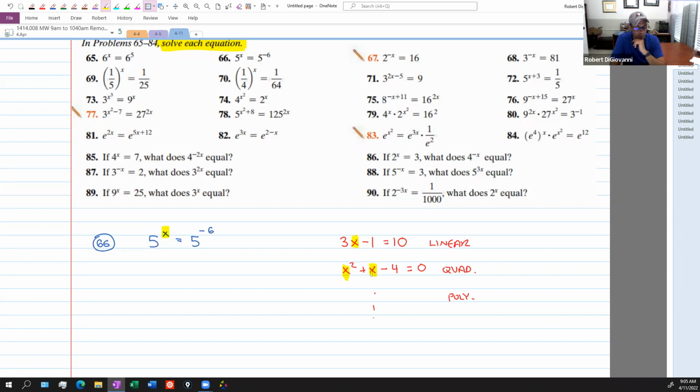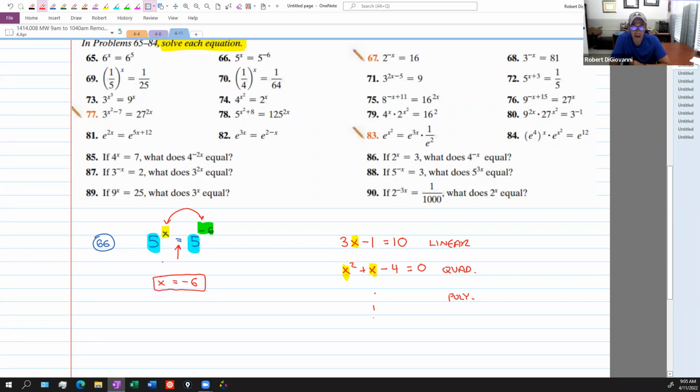So on this problem, we're saying, okay, 5 raised to what power equals 5 raised to the negative 6 power? Well, since they both have the same exact base, 5, in order for this to be equal, we would need these exponents to be equal to one another. So all we need is for x to be equal to negative 6. And that's it, we're done. There's nothing challenging in this problem.